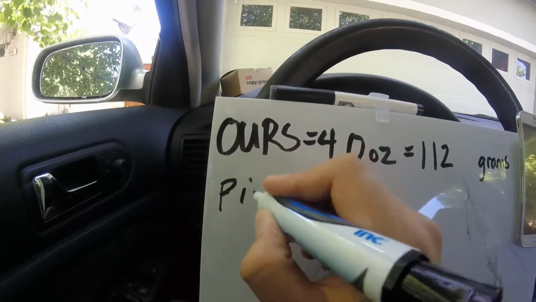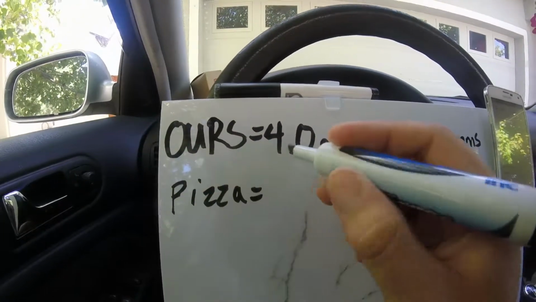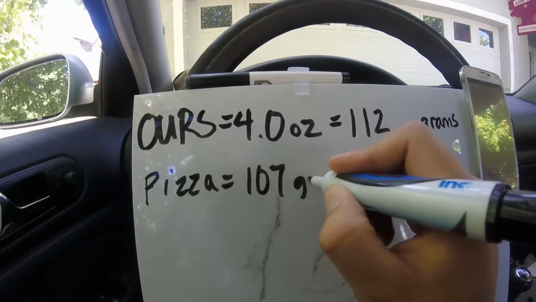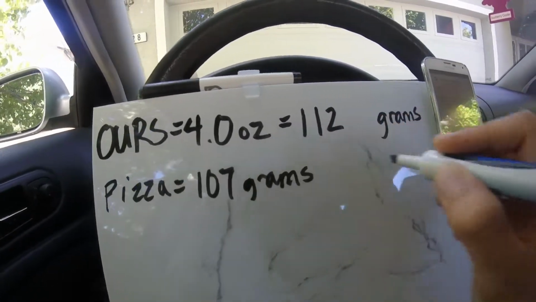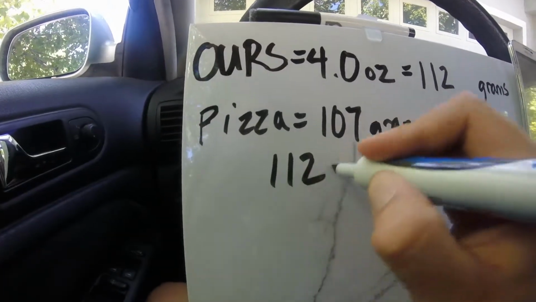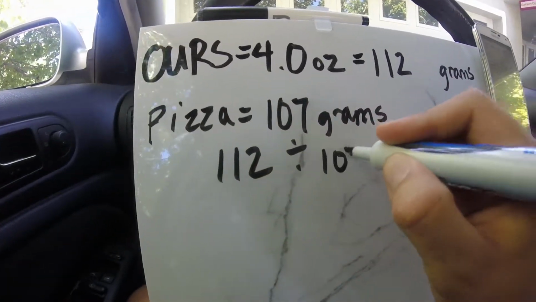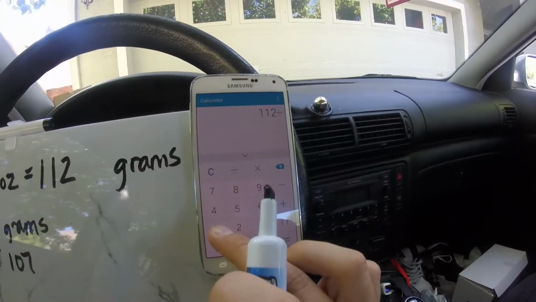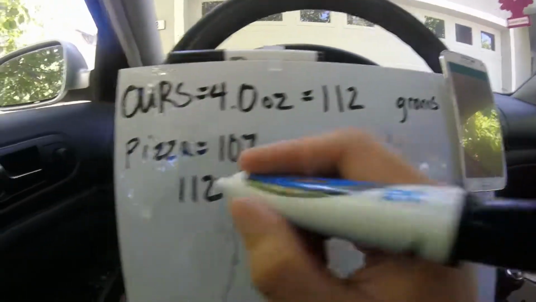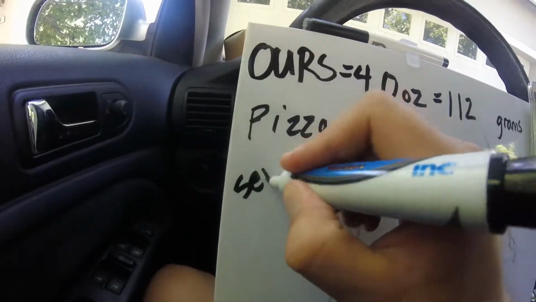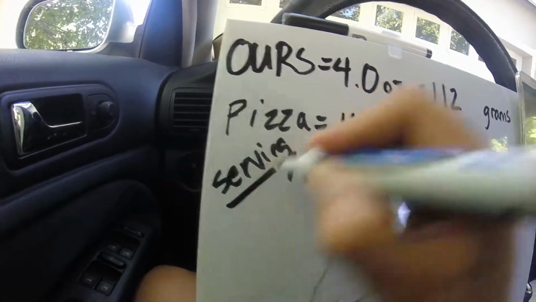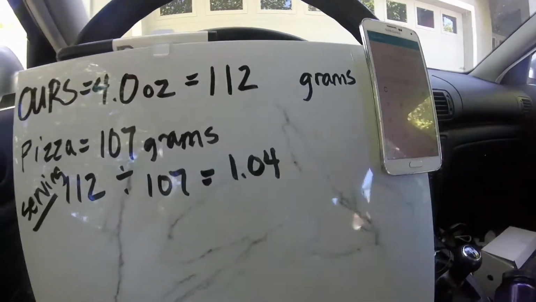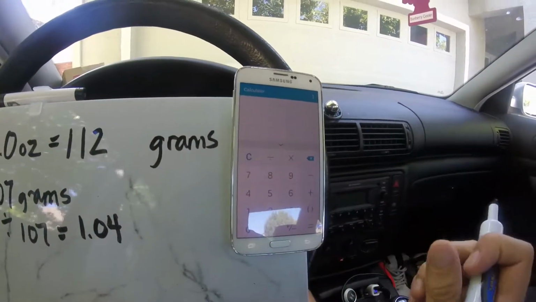Now we're going to use the listing that Google uses for a slice of pizza as the constant. So we will compare it to that, and it will give it to us in grams. So it's 107 grams. Now we will simply take 112 divided by 107, and this will give us a serving amount, which is basically the amount of serving that we have in comparison to Google's 1 serving. So the Google serving is 1, and we're comparing ours to that. So it is 1.04 servings.